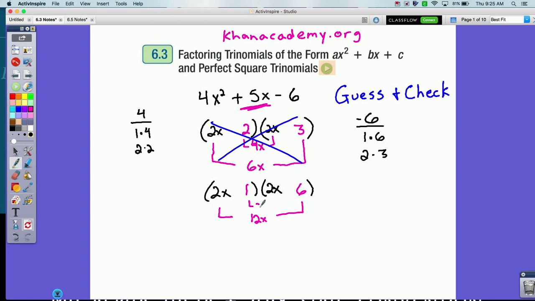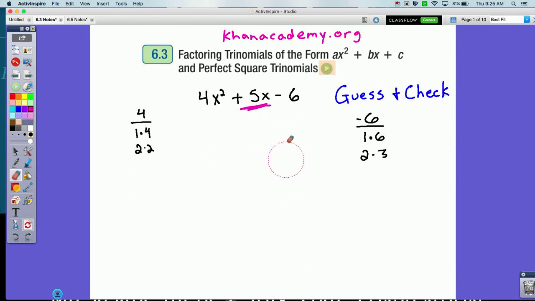The inside gives me 2x. That is also not going to give me 5x. Okay, so that's not going to work. All right, so what that told me is that the 2 and the 2 are not going to work. So let me erase my work here, scratch it out, whatever. Let me try the other combination.